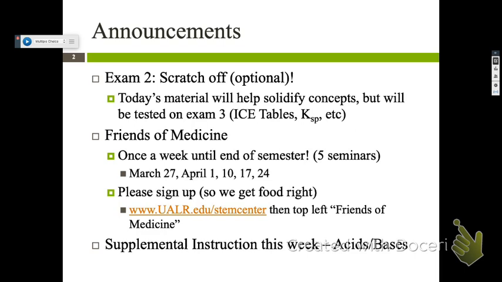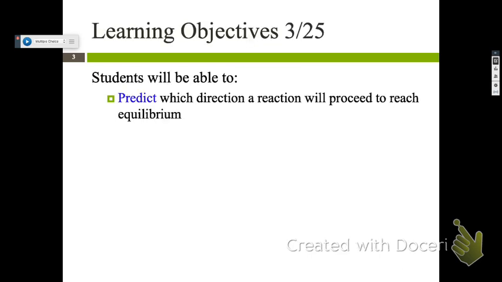Supplemental instruction will be occurring this week. I remember during exam week last time there was a bit of confusion, so unfortunately we don't have the luxury to just take a week off. We did take a week off, right? Like a whole week off. We didn't do any supplemental instruction the week before we left or last week. So we're going to be doing one on acids and bases, which is going to line up with what you're doing in the lab and what we're doing in class next week.